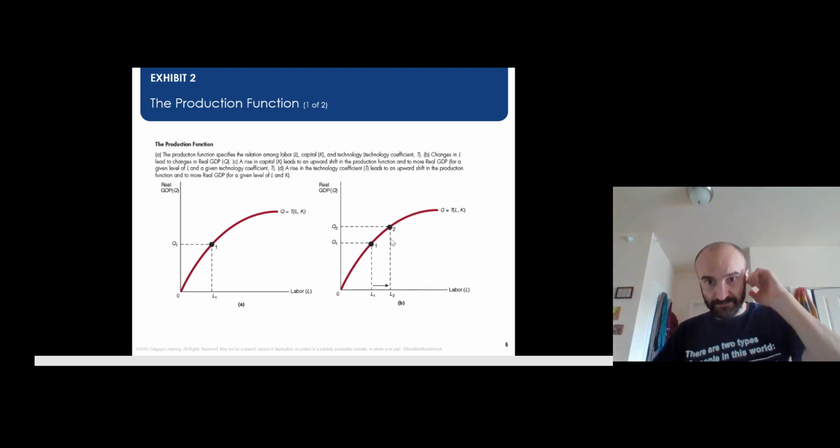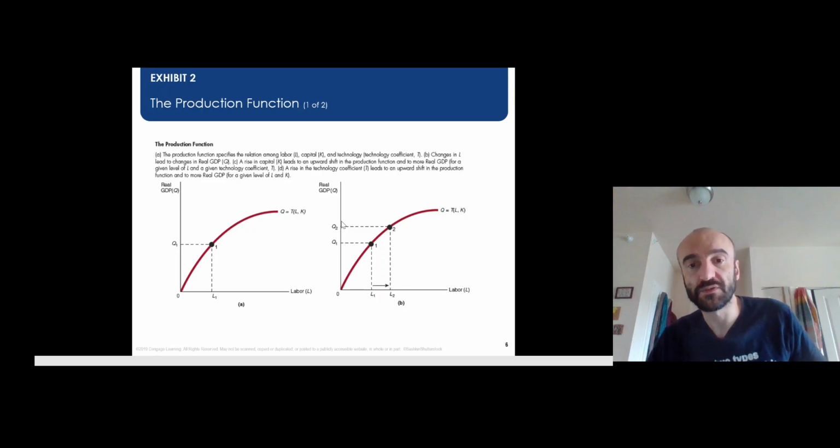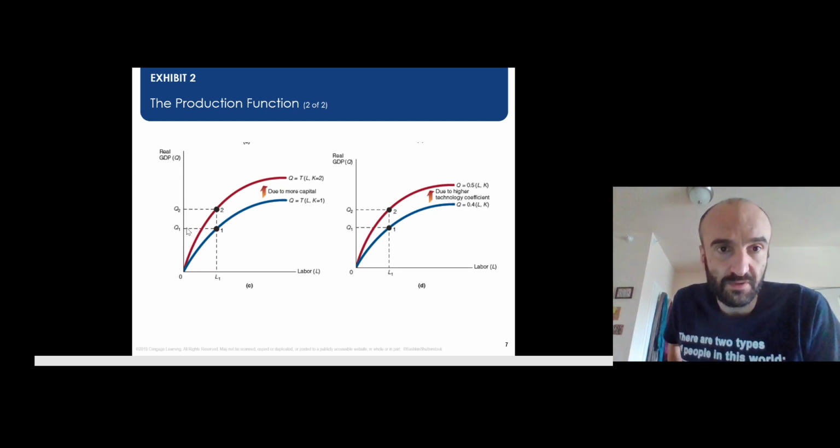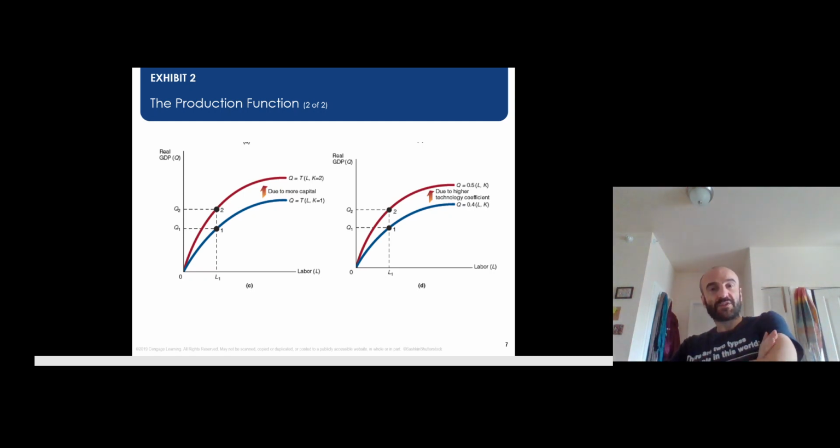So here is the simple change from L1 to L2. You increase your labor hours, you're going to increase production. But as we said, this is just a short-term possibility. In the long run, if you want to keep increasing your real GDP, you have to change technology and capital. And this is shown in this exhibit too. So the real economic growth in the long run is shown as a shift in the production function.